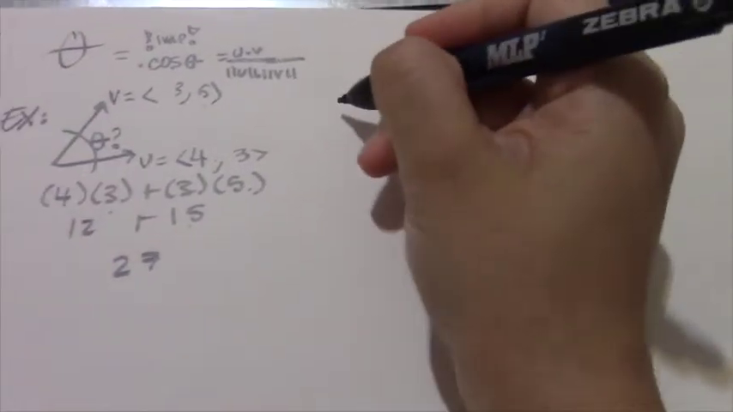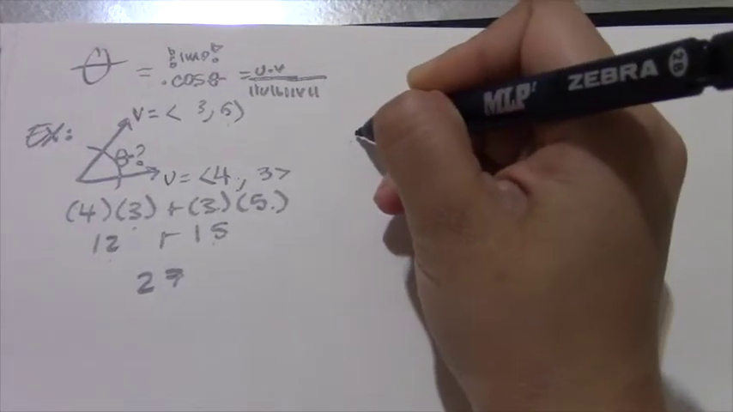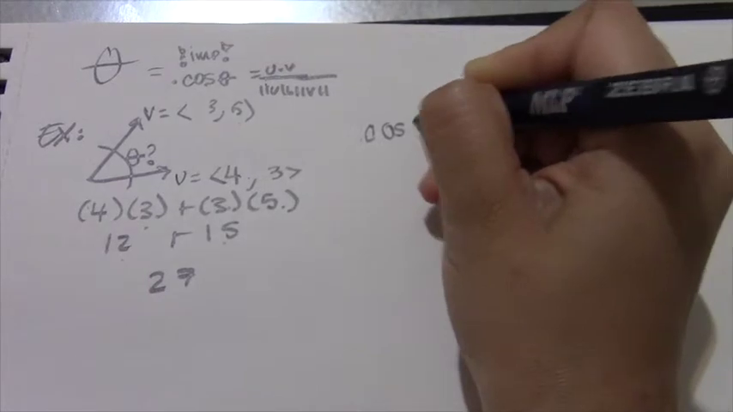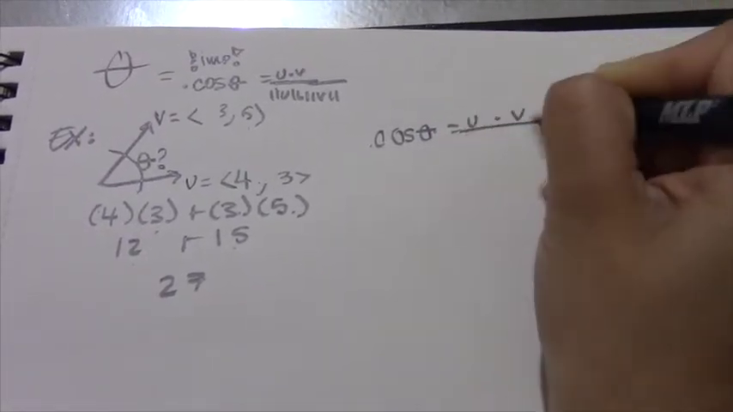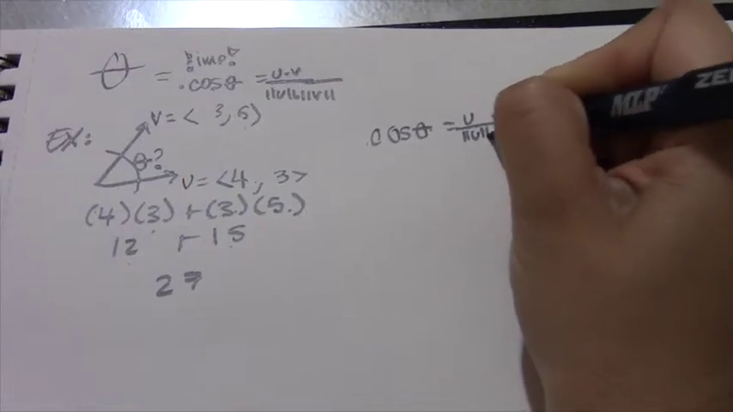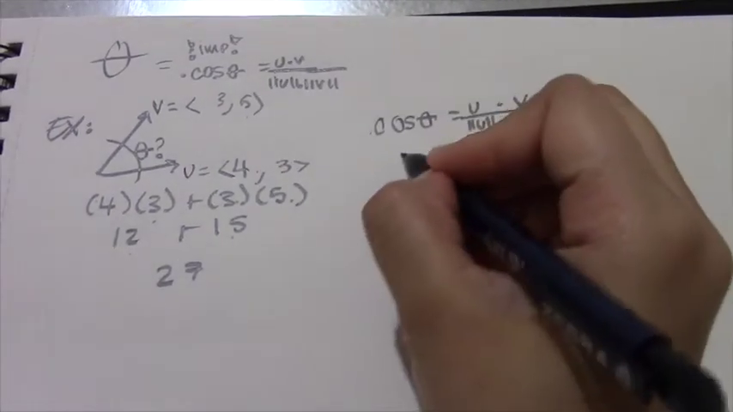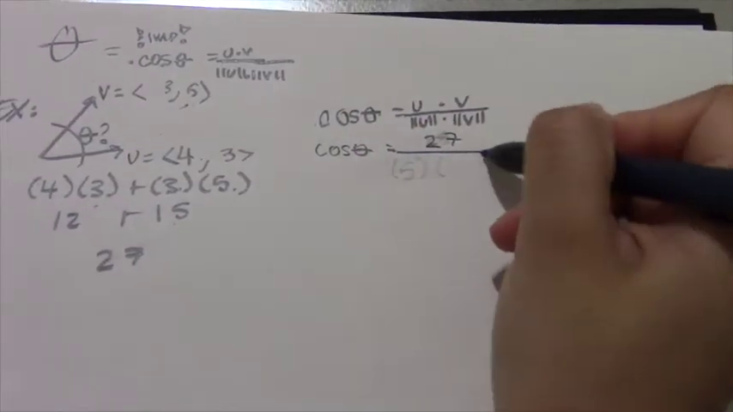This is where we use our cosine formula and plug everything in. So cosine theta equals U times V divided by double U times double V. So cosine theta, have our 27 there.